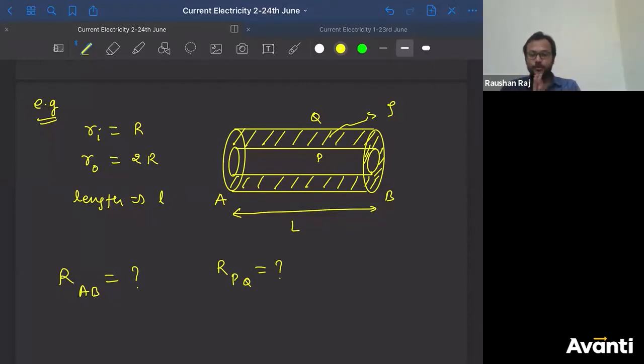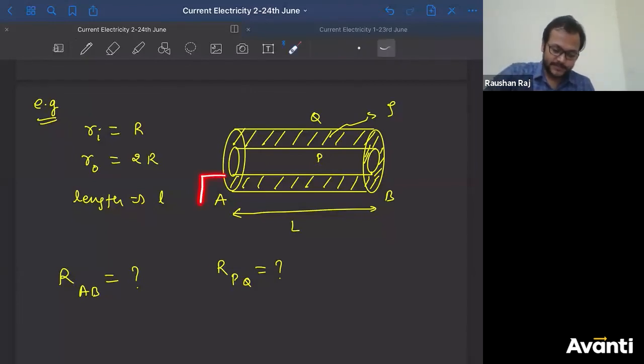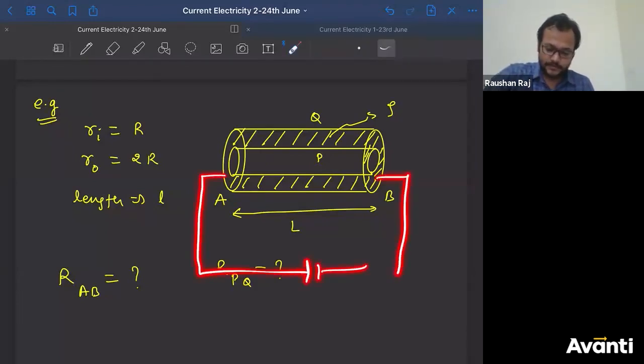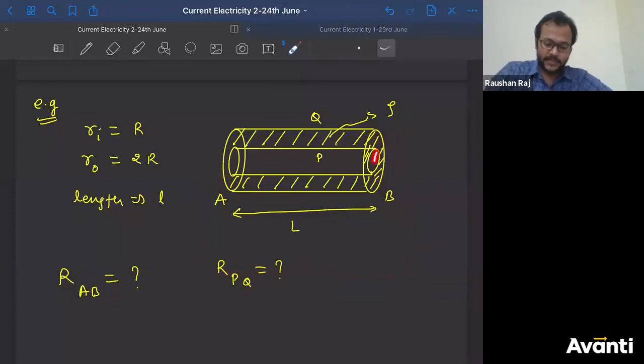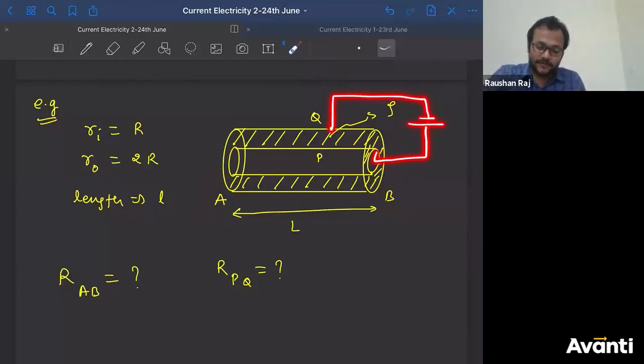ठीक है? तो दो क्वेश्चंस हैं. First question, if I connect a battery like this, then what will be the resistance that this conductor will exhibit? Now second question, if I connect one terminal at the inner surface and the other terminal at the outer surface, then what is the direction of current in this case? It will be radially, ऐसे जाएगा ना इधर से, radially outward. So in this case, current will flow in radially outward direction.